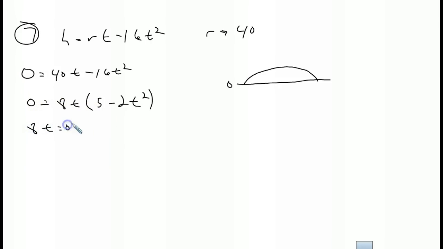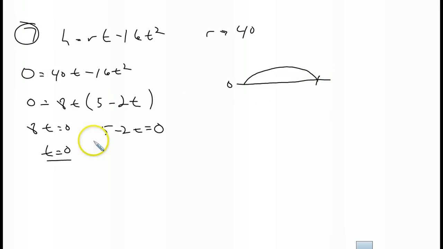So 8t equals 0, and 5 minus 2t squared, or sorry, 2t. Hope you got that. This should be just t, because t times t will give you t squared. So that should be 2t equals 0. So make t equals 0 here, because 8 times what is 0? Well, has to be 0, which is our start. We know we start at 0. This one is the one that's going to actually be this time over here when we actually hit the ground again.